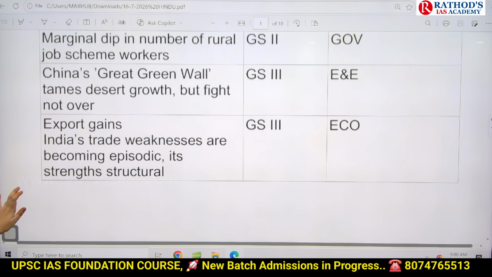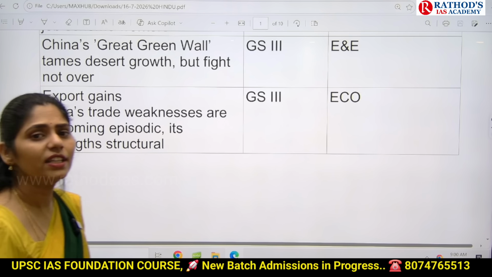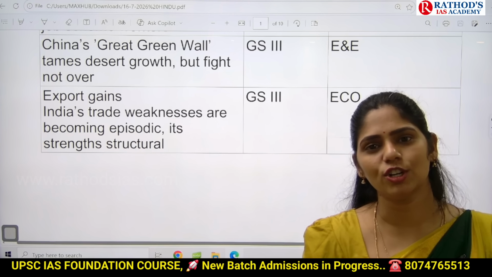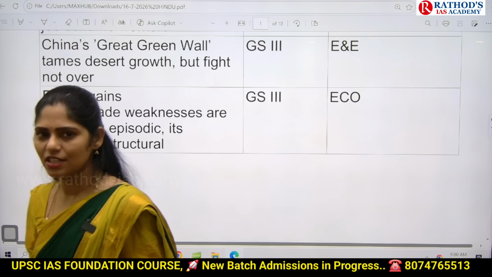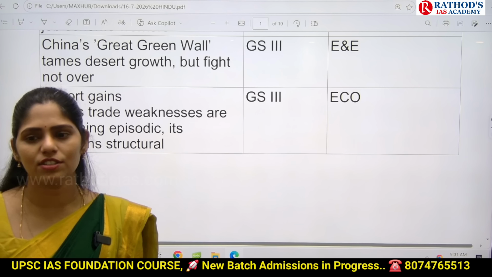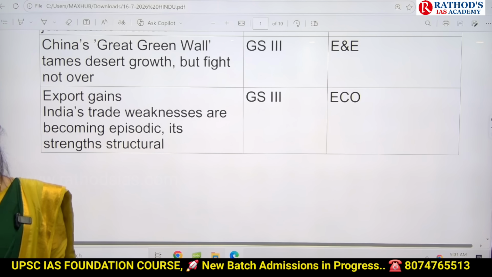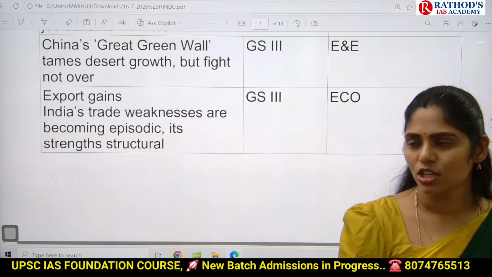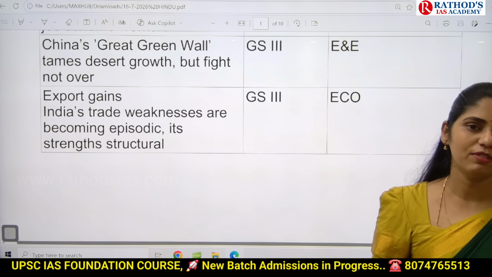Now there is one article which talked about the efficiency of this Green Wall of China. This topic is important from GS paper 3 under environment and ecology. And the next topic is export gains. This article is saying that there is an increased number of exports from our country, but on the other side we are facing lots of challenges. One important challenge is trade deficit. So here we have to see in which sectors there is increased exports, what challenges we are facing, what measures we have to take to overcome them, and you have to suggest some measures. So this topic is very important from mains point of view, from economy, GS paper 3.